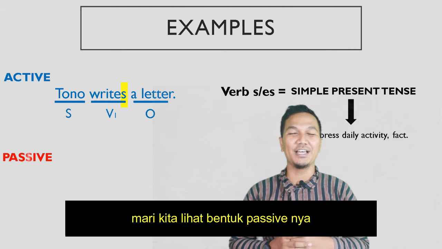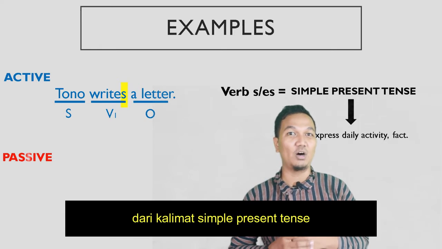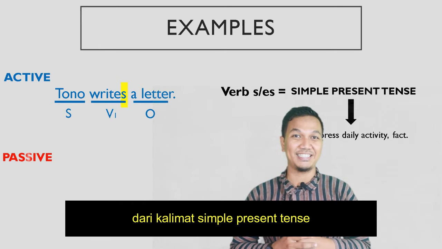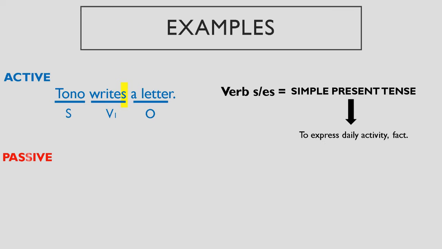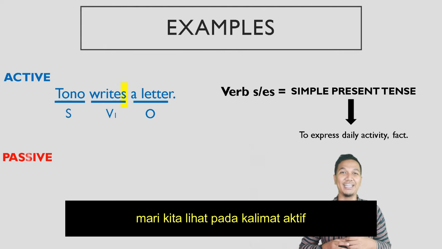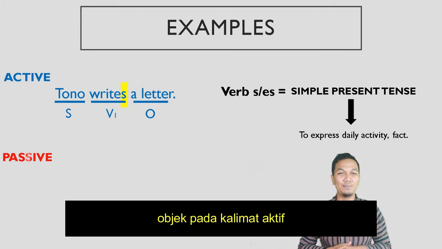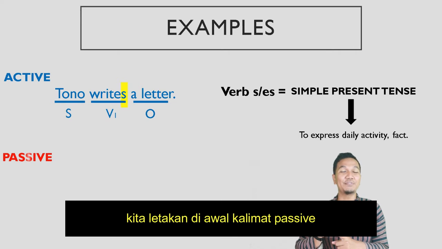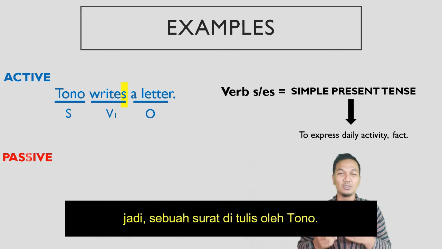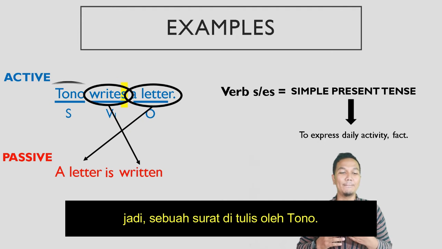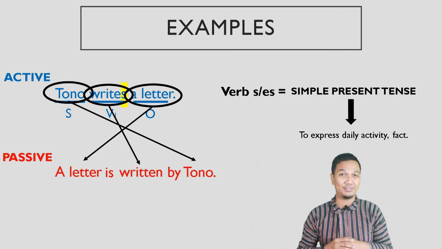Now, take a look at the passive form of simple present tense. Now, let's take a look at the active form. In the active form, we have the object. We make it the first word in the passive sentence. So, a letter is written by Tono.